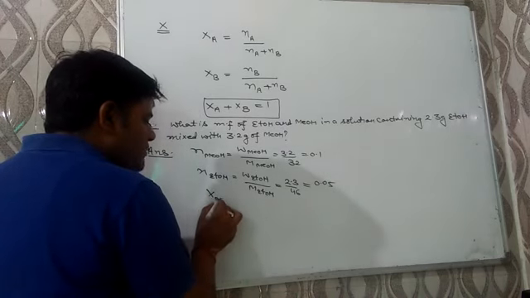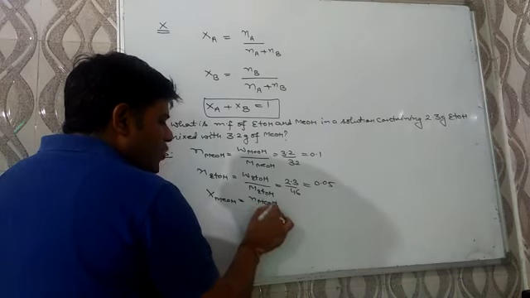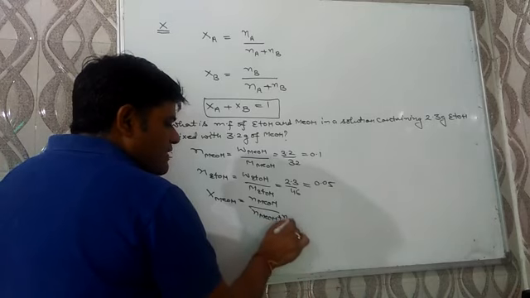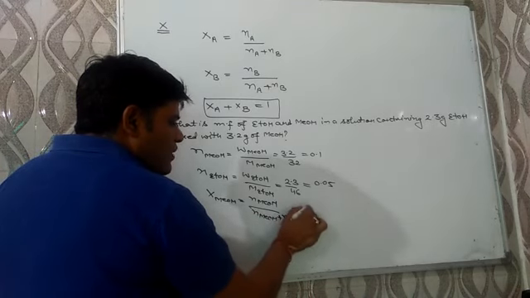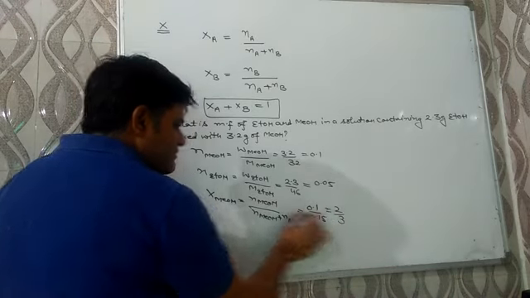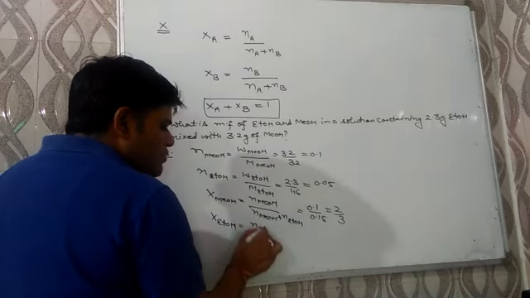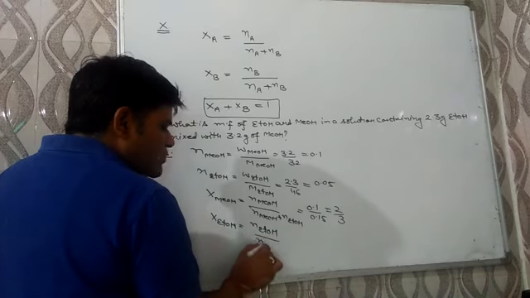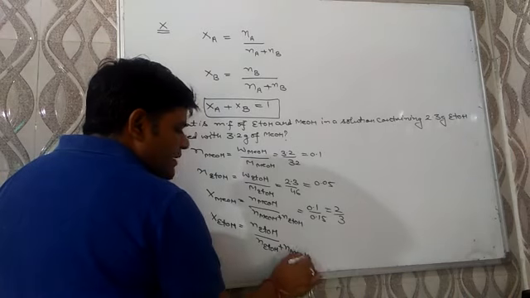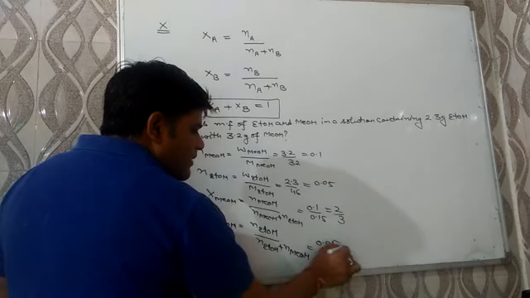Hence, mole fraction of methyl alcohol will be equal to number of moles of methyl alcohol over number of moles of methyl alcohol plus number of moles of ethyl alcohol, and that will be equal to 0.1 over 0.15, which is equal to 2 by 3. Similarly, mole fraction of ethyl alcohol will be number of moles of ethyl alcohol over number of moles of ethyl alcohol plus number of moles of methyl alcohol, which is equal to 0.05 over 0.15, that is 1 by 3.